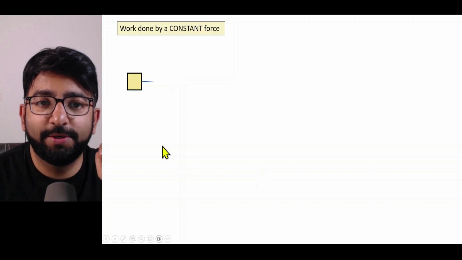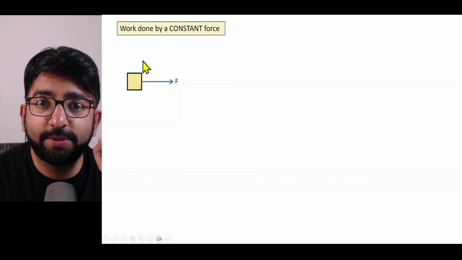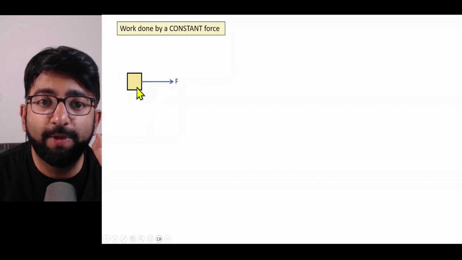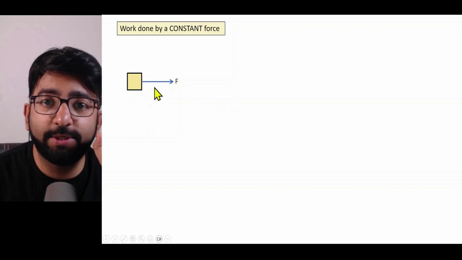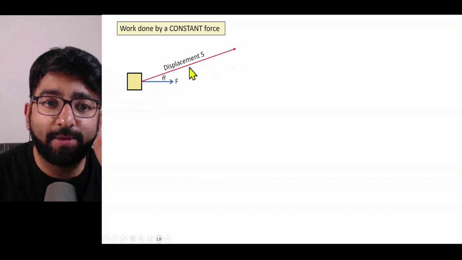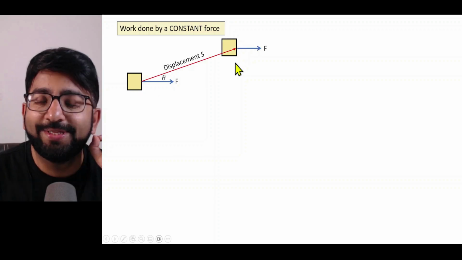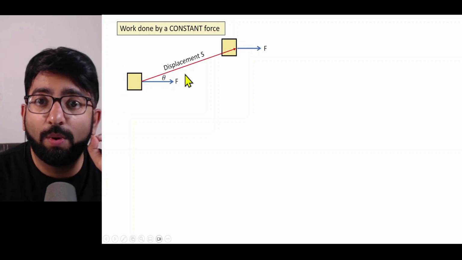Work done by a constant force. So imagine we have a box which is being pulled by a force F. Now, instead of moving rightwards, let's say the box is moving at some other angle. Let's say it is moving along this red arrow. So this is the displacement of the object. So in such cases, how do we find out the work done?